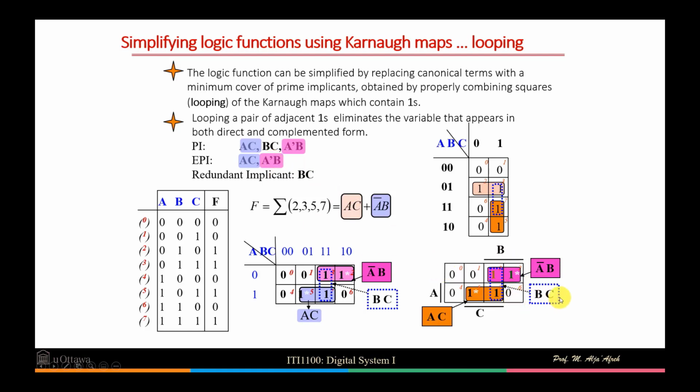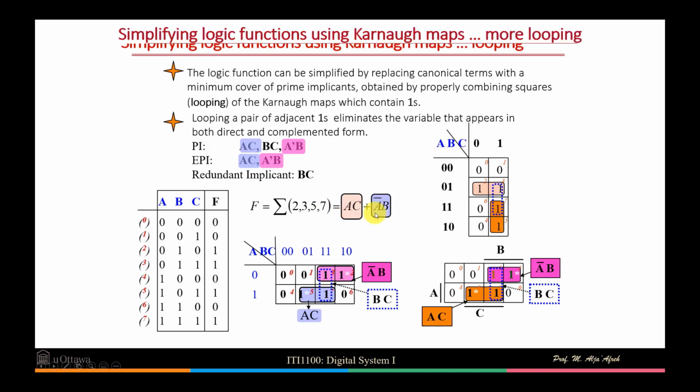When it comes to BC here, BC is a redundant implicant. Why? Because all the ones are covered, so I don't need it. So the simplified version of F, the canonical sum of products of 2, 3, 5, 7, is simply AC plus A prime B.